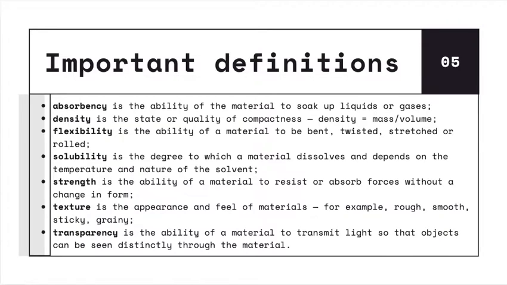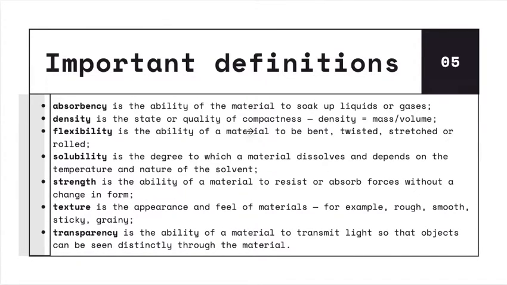These are some really important definitions that you'll be able to use to actually categorize materials and to identify the uses of certain materials. Absorbency is the ability of the material to soak up liquids or gases. Density is a state or quality of compactness. So density is equal to the mass by the volume. So the more mass in the less volume is a high density thing, whereas not much mass and large volume is low density.